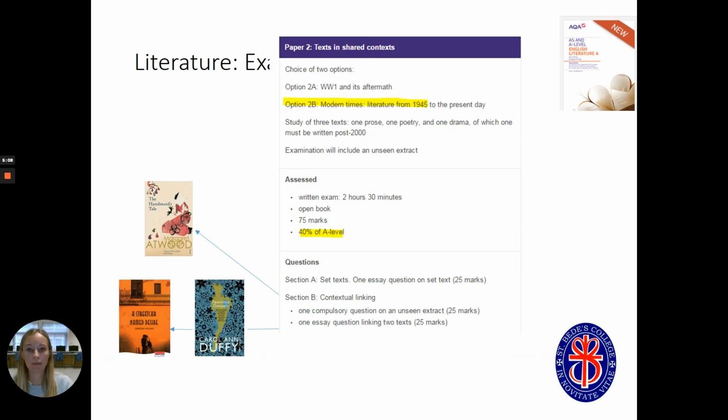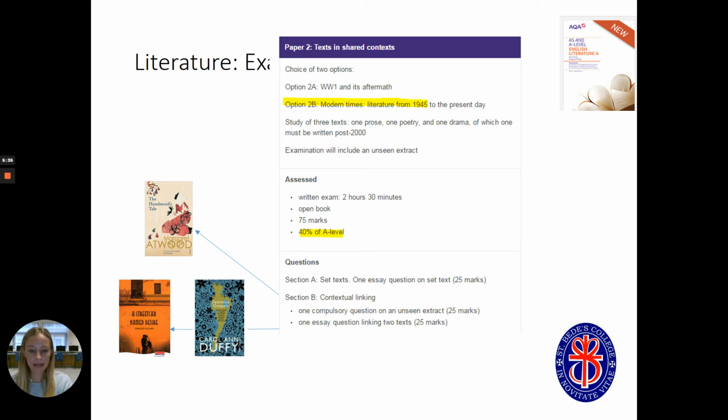Then you've got exam 2, which is text and shared context. You've got the choice of two options. So you've got option 2A, which is World War I and its aftermath, but you've got option 2B, which is the one we study, and that's modern times literature from 1945 to the present day. Again, you study 3 texts, 1 prose, 1 poetry, 1 drama, and your examination will include an unseen extract. So this is again 40% of your A level, as was the last exam.